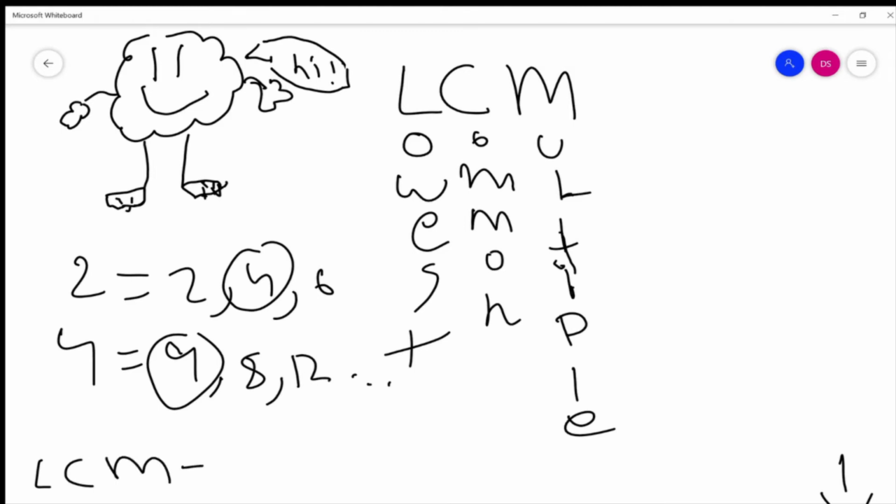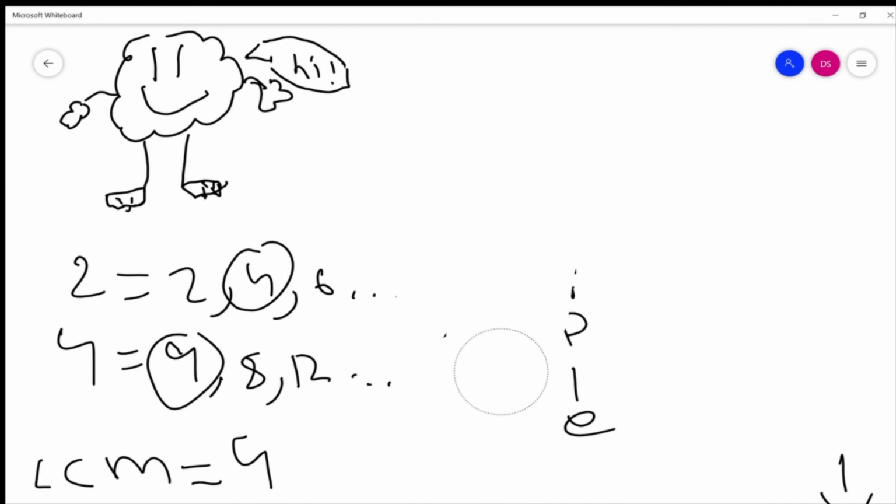Moving on, 4 is the lowest common multiple as it comes as the first multiple that is common between 2 and 4. If there is no common multiple, then we just take the LCM as 1.